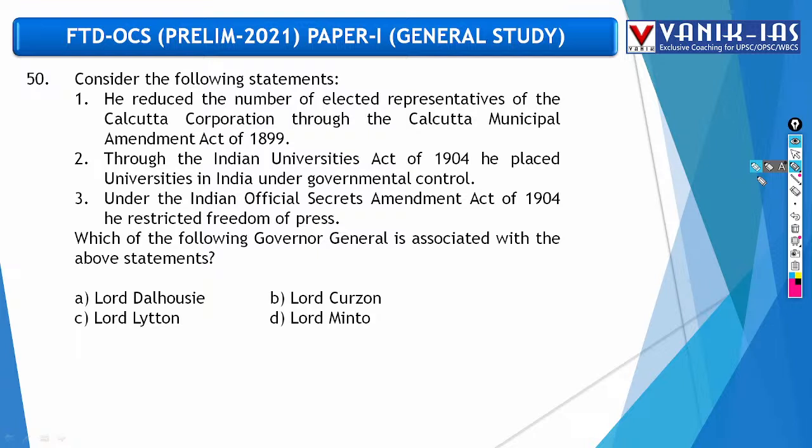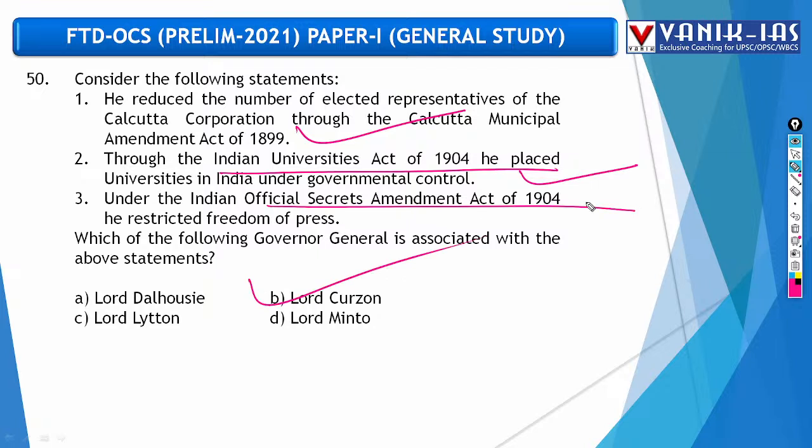Consider the following statements. He reduced the number of elected representatives in the Kolkata Corporation through the Calcutta Municipal Act 1899. The Indian Universities Act 1904 placed Indian universities under government control. Yes. Under the Indian Official Secrets Act Amendment Act 1904, it is all the works of Lord Curzon, right? All of it from Lord Curzon, who was in office up to 1905.